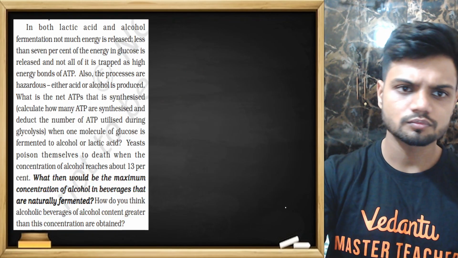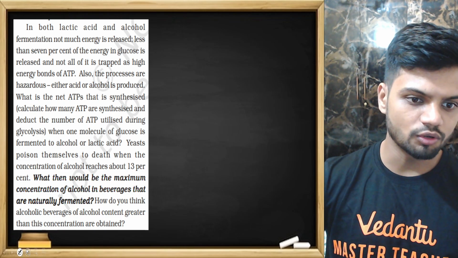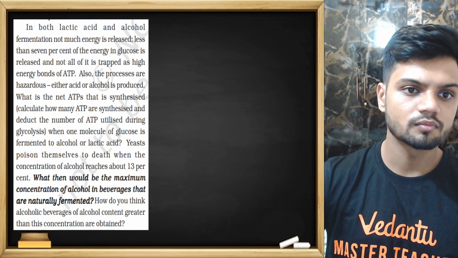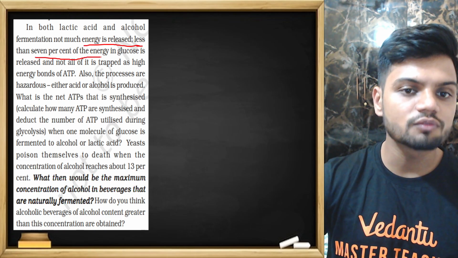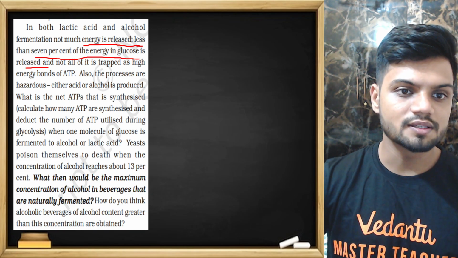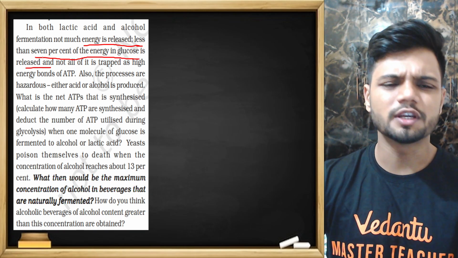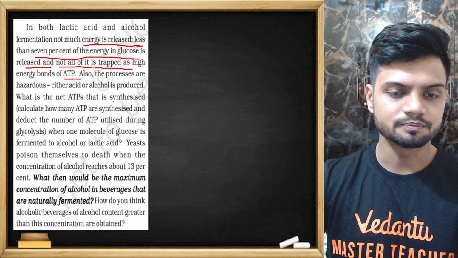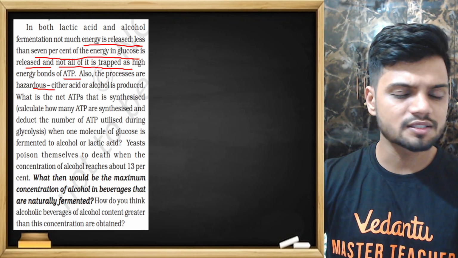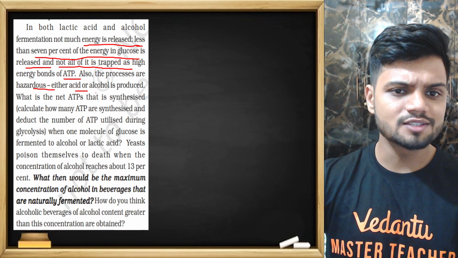See, in both lactic acid and alcoholic fermentation, not much energy is released. Less than 7% of the energy in glucose is released, just 2 ATP, and not all of it is trapped as a high energy bond in ATP. Also, the processes are hazardous, as either acid or alcohol is produced.